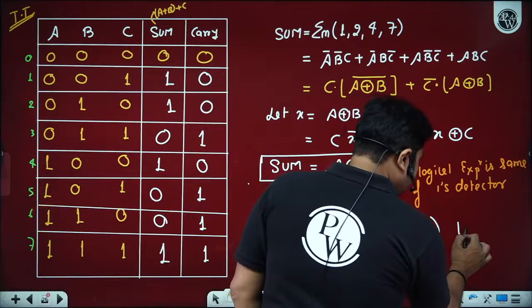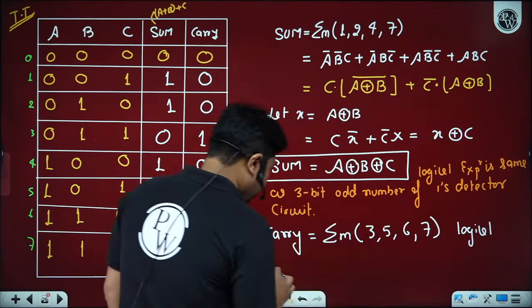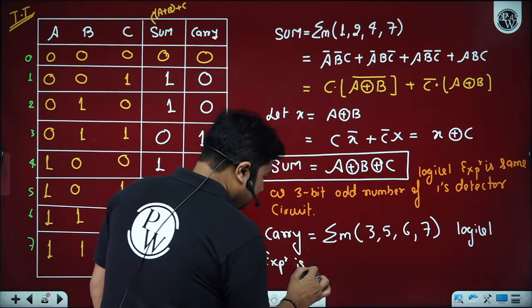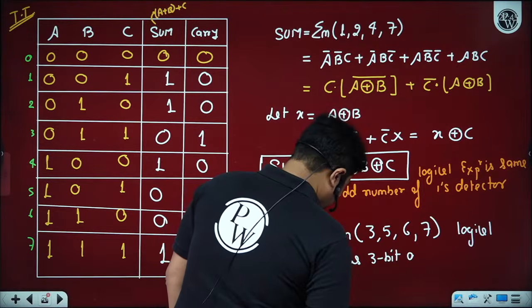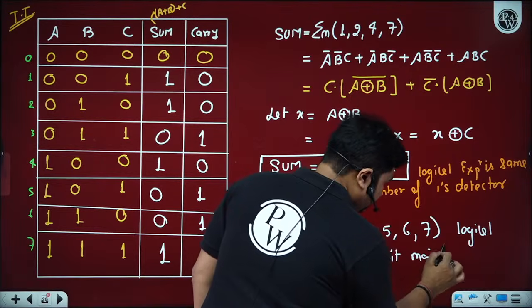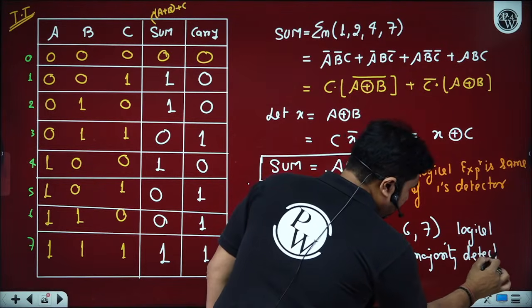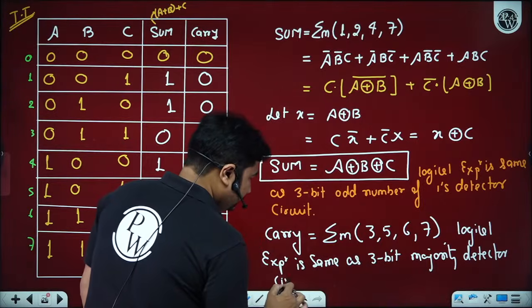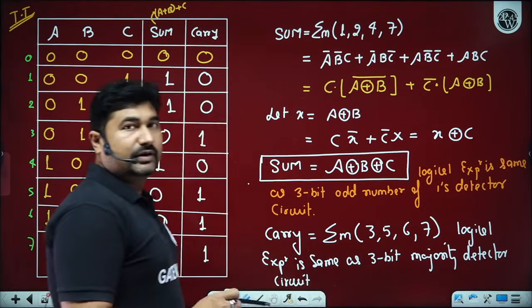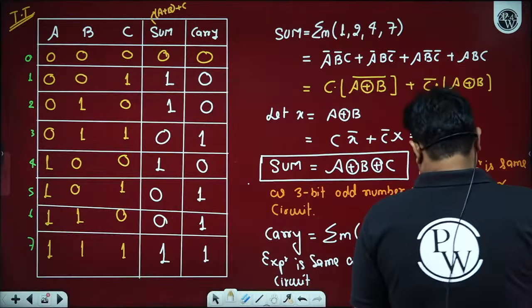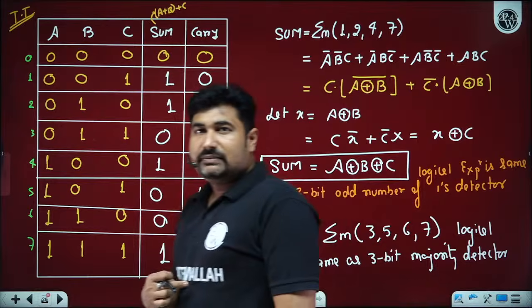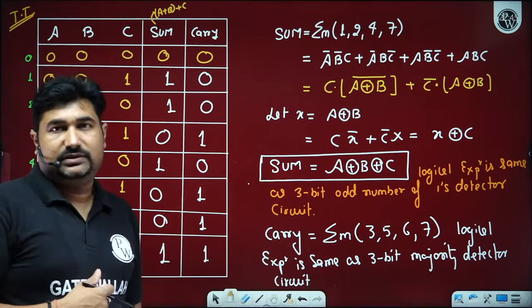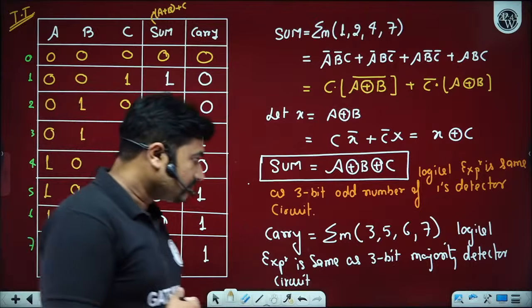So can I say this? The logical expression is the same as the 3-bit majority detector circuit. How many of you able to understand? The logical expression of a carry bit is the same as the logical expression of a 3-bit majority detector circuit, where the majority of bits at the input is the same as the output. Is it okay? Yes, sir.